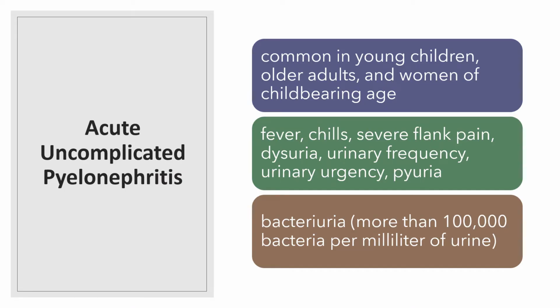On the other hand, acute uncomplicated pyelonephritis is an infection of the kidneys. The disorder is common in young children, older adults, and women of childbearing age. Clinical manifestations include fever, chills, severe flank pain, dysuria, urinary frequency, urinary urgency, and pyuria, and they have bacteriuria of more than 100,000 bacteria per milliliter of urine.